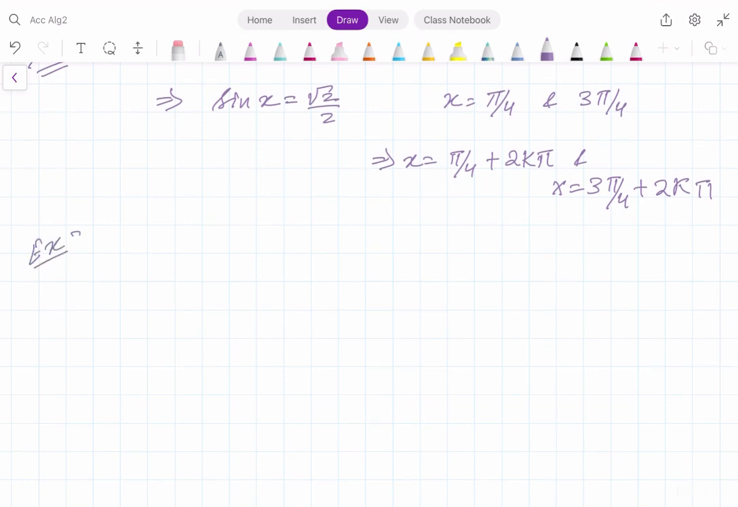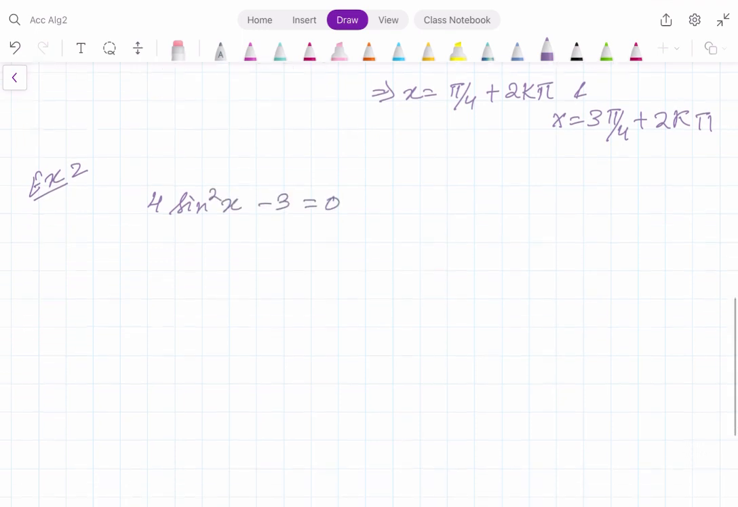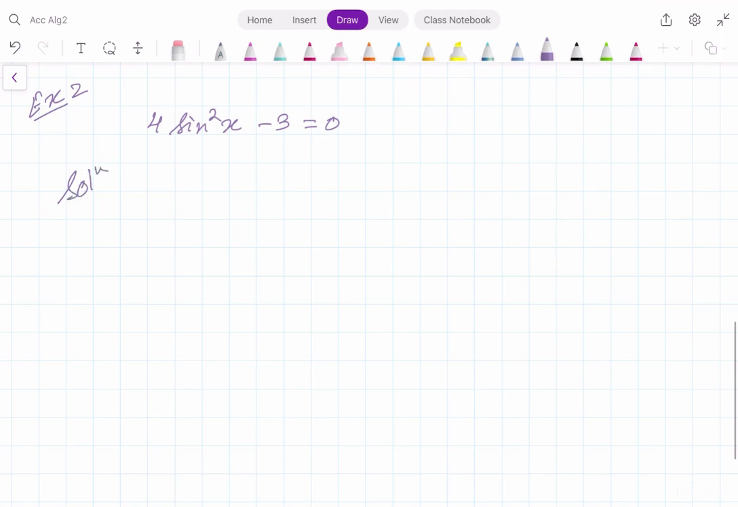Another example, we have 4 sine squared x minus 3 is equal to 0. So the same thing again. I can clean it up and say sine x is nothing but plus minus the square root of 3 over 4, which is radical 3 over 2.